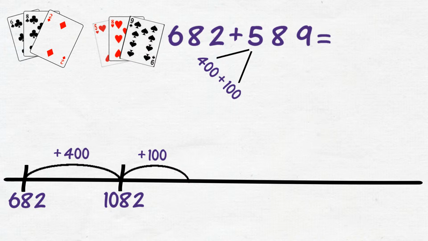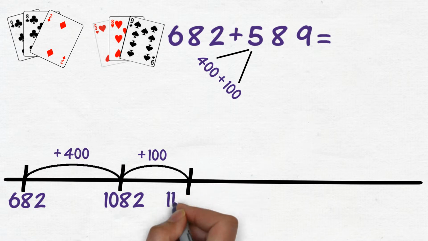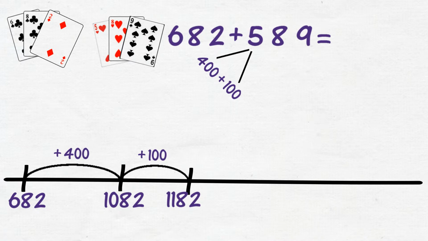How could we add the 100? Could we use place value? We have 1,082 and we want to add 100. What does place value tell us about 1,082? Is 1,082 1,000, 8 tens and 2 ones? If we add 100, will we have 1,100, 8 tens and 2 ones? Will we have 1,182? So we've added the hundreds.